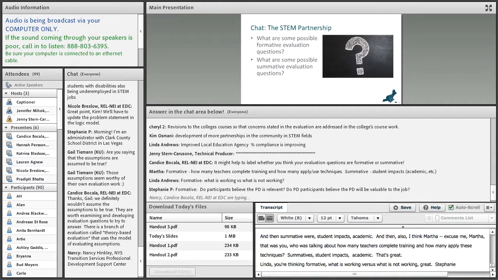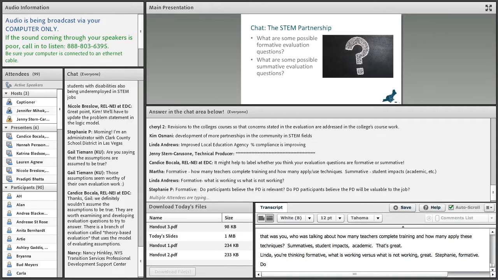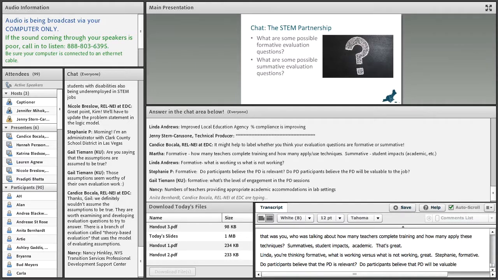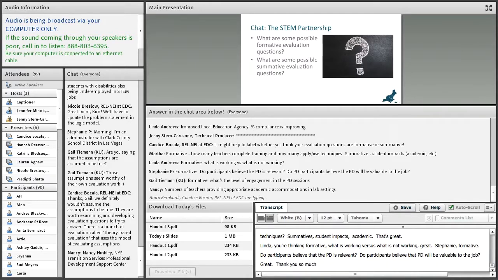academic. That's great. Linda, you're thinking formative, what is working versus what is not working. Great. Stephanie, formative, do participants believe the PD is relevant? Do participants believe that PD will be valuable to the job? Great. Thanks so much for those. And I see multiple folks are still typing as well.